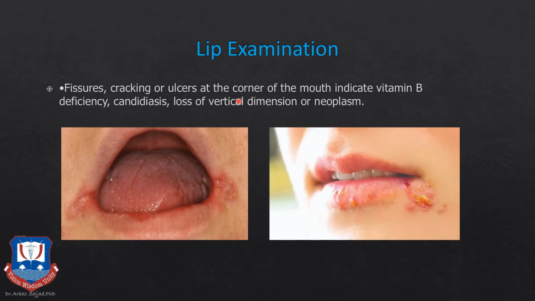Now, coming to the examination of the lip, this again comes in extraoral examination. We have to examine the lips, that is, the commissures, for angular cheilitis or cold sores, that is herpes. So this is indicative of any nutritional deficiencies such as vitamin D deficiencies, any secondary or opportunistic infections such as candidiasis in case of diabetic patients, and is also indicative of the loss of vertical dimension.